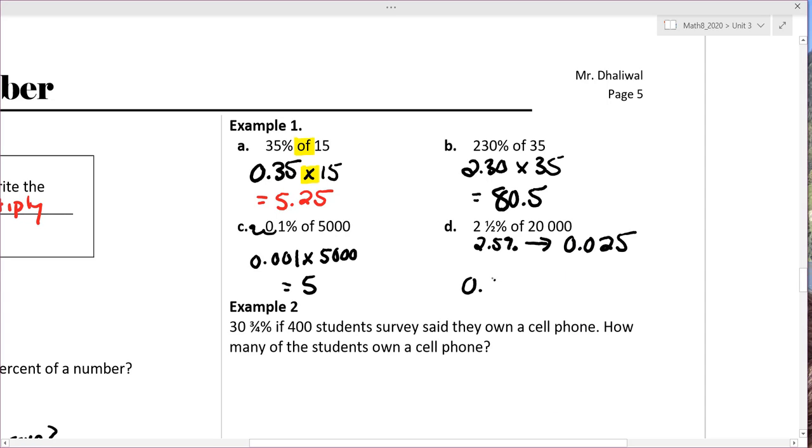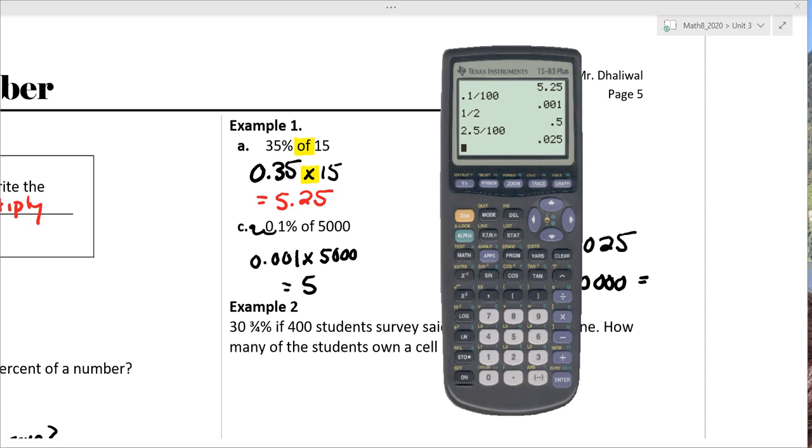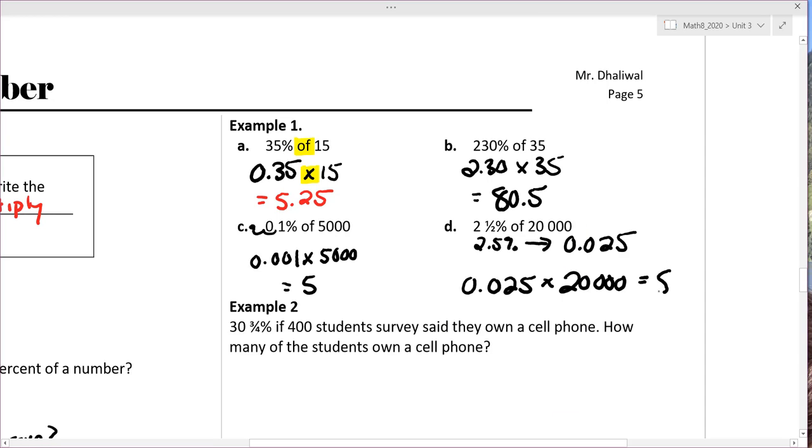So then we go 0.025 times our 20,000. And what does that equal? 1,000. No, you multiply. You use your calculator. Times 20, 1, 2, 3. Right? Equals 500. Equals 500. Okay. Okay, let's do a word problem.